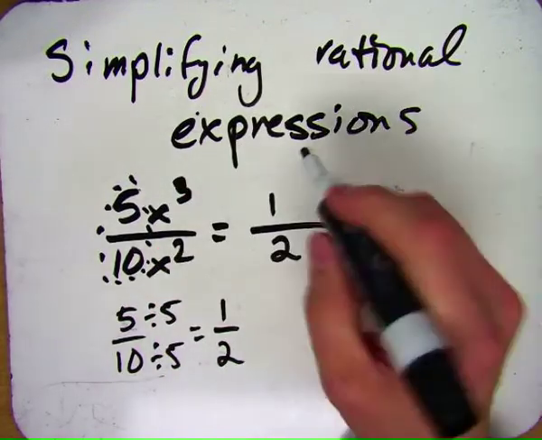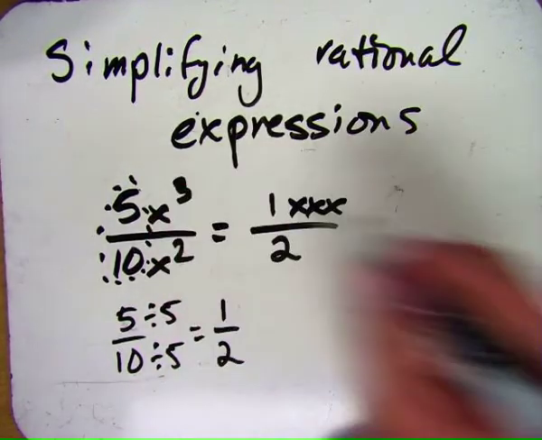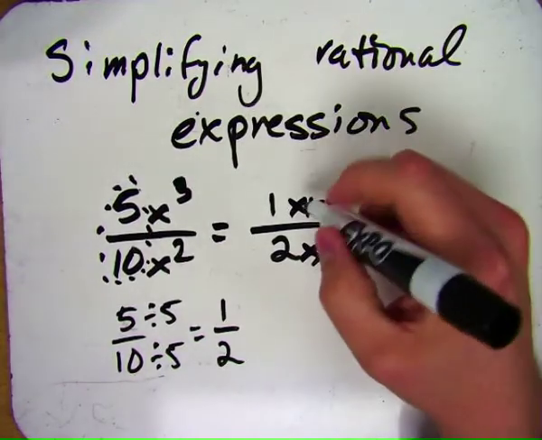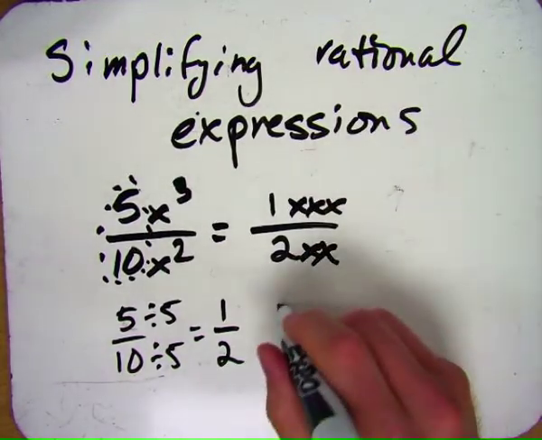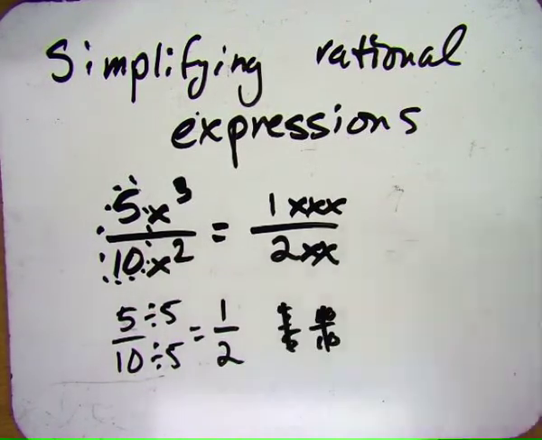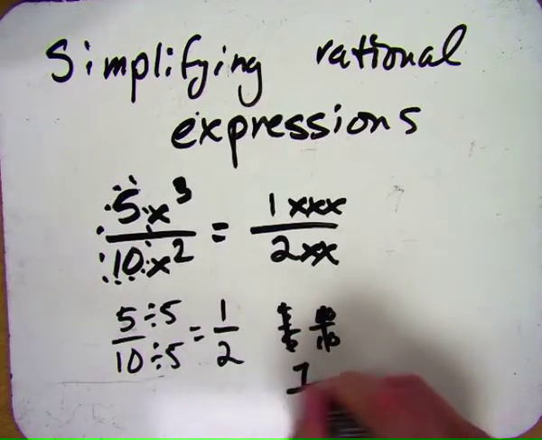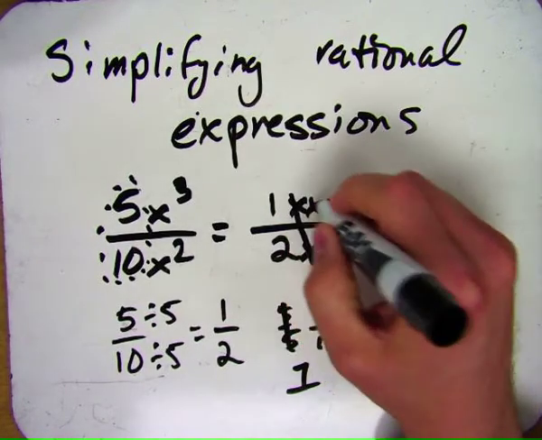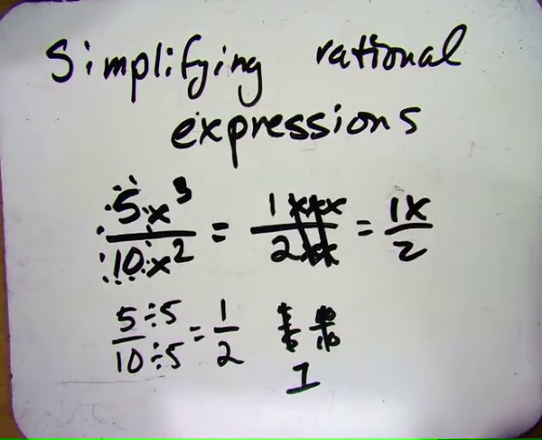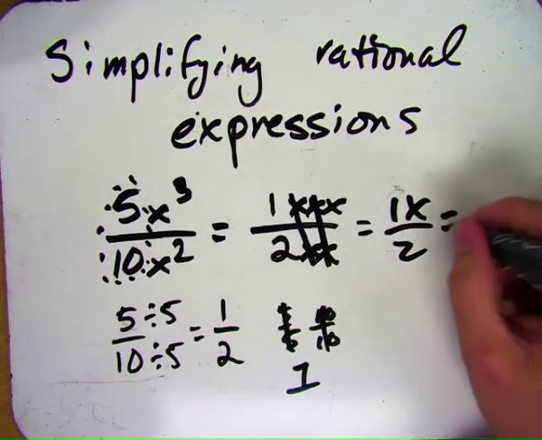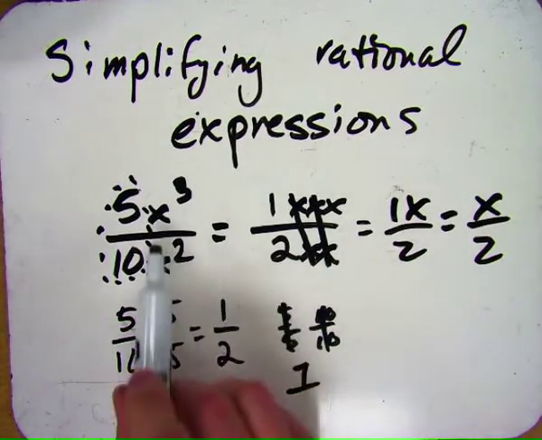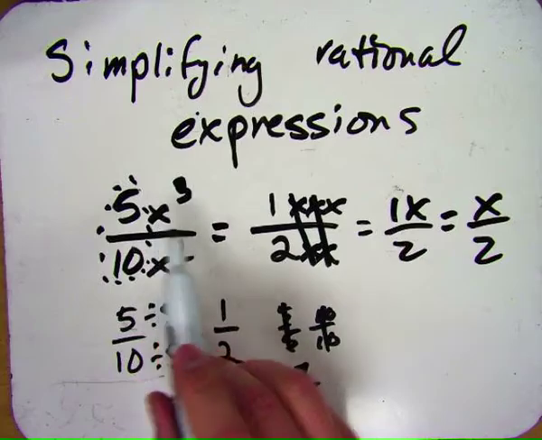Now, with x's, you think there's 3 x's on top because of that exponent. There's 2 downstairs. And whenever we have something over itself, like 5 over 5 or 10 over 10, those always cancel just so they are 1. So these would cancel, this would cancel, and I'd have 1x over 2. But I don't normally write that, I just write x over 2.